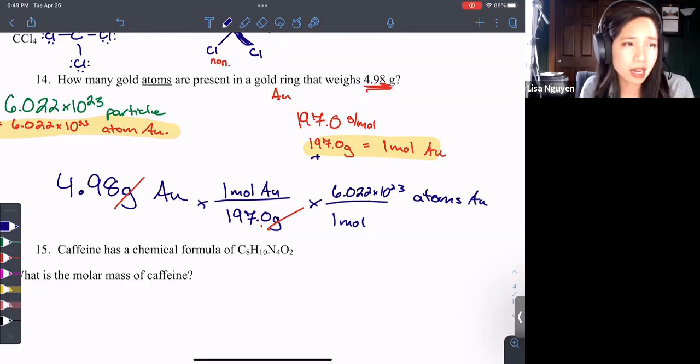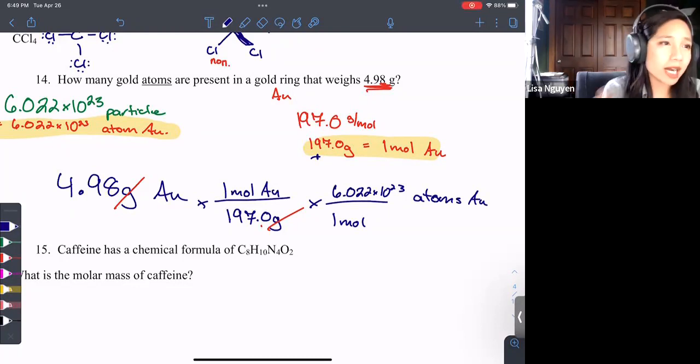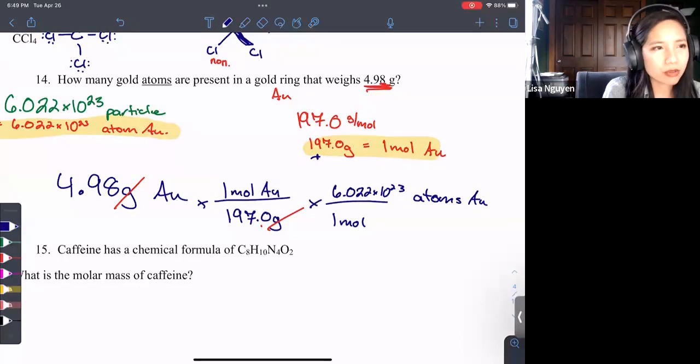Oftentimes I see students get off by a factor of 10, and it's because they haven't practiced putting exponentials into their calculator. So times 10 to the 23. I'll oftentimes see answers off by a factor of 2. And you'll know that I always put that, or a factor of 10. I put that wrong answer on multiple choices as well.